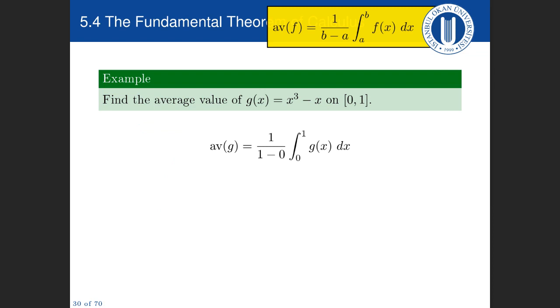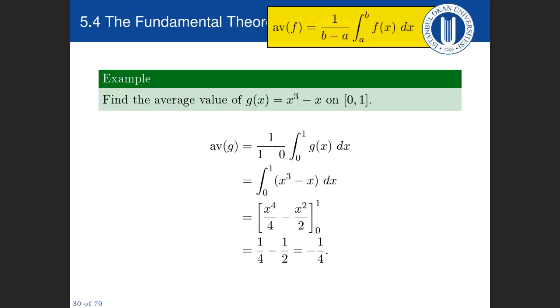Another question. Find the average value of x cubed minus x on the closed interval from 0 to 1. We're going to put everything into our formula. 1 over b minus a for us is 1 over 1 minus 0, or 1 over 1. We can forget about that. Effectively, here we're just going to be doing the integral of g between 0 and 1. I leave the details for you to check. You should be able to do this by yourself. The answer is minus a quarter.